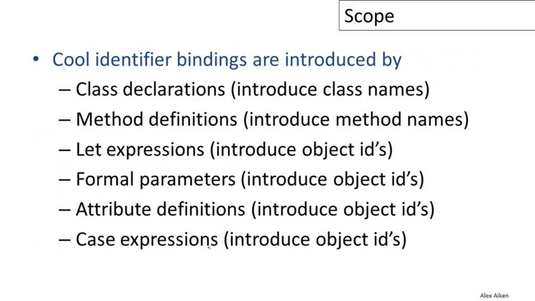In COOL, identifier bindings are introduced by a variety of mechanisms. There are class declarations, which introduce class names, method definitions, which introduce method names, and then there are several different ways to introduce object identifiers. These are the let expressions, formal parameters of functions, attribute definitions in classes, and finally the branches of case expressions.